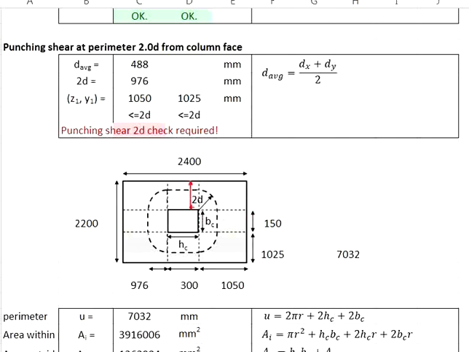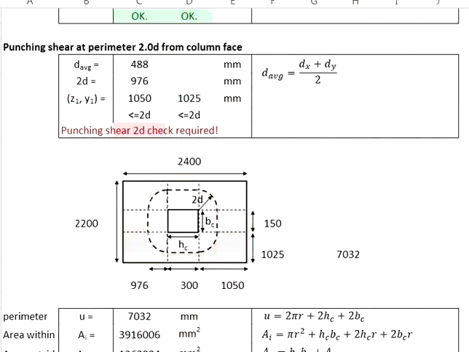How about the minor axis? Take the width of the pad footing, which is 2.2 meter, minus the width of the column in the minor axis, which is 150, divided by 2, that gives you 1025 mm, and then check with the 2d. The 2d is smaller than this 1025. From there, we can conclude that this 2d perimeter shear plane is within the area of the pad footing.